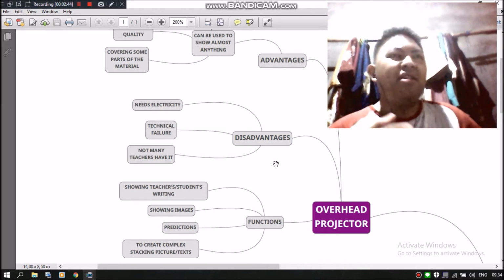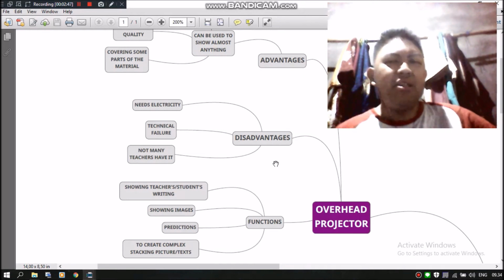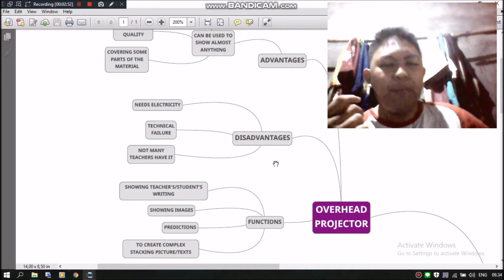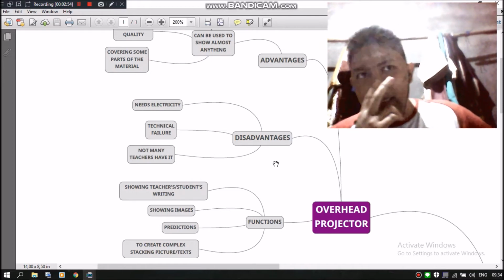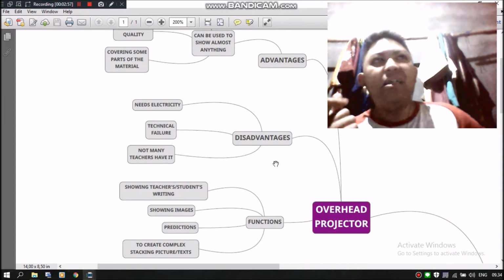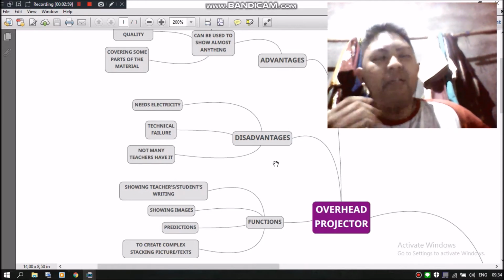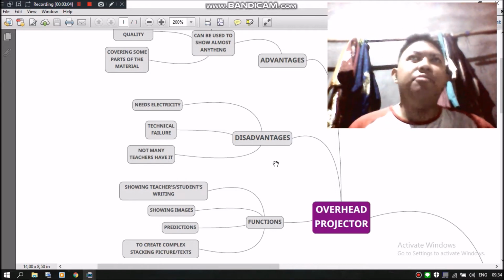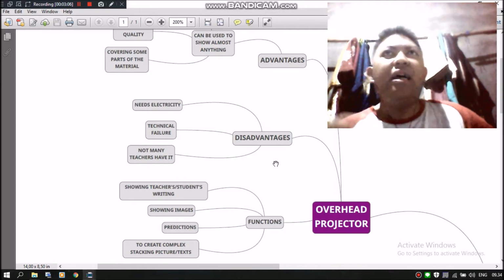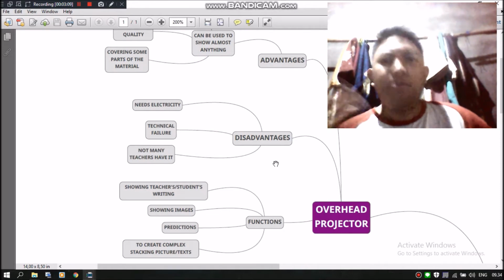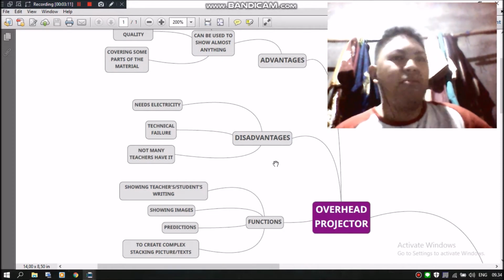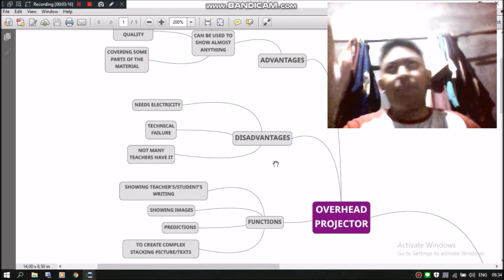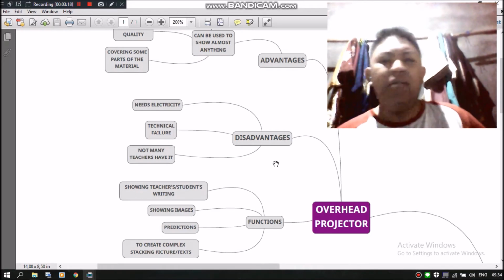And another disadvantage is that not many teachers have it, even though it's very easy to use. I honestly never seen any kind of overhead projectors in my life where I can directly write on it and it will be projected on the wall. I've never seen anything like it. I ever see a normal projector which you can plug into your laptop or computer, and it will show the content of your monitor to the flat surfaces on the wall. That's the only projector that I ever see.